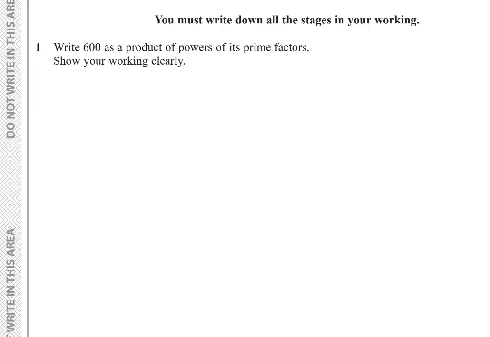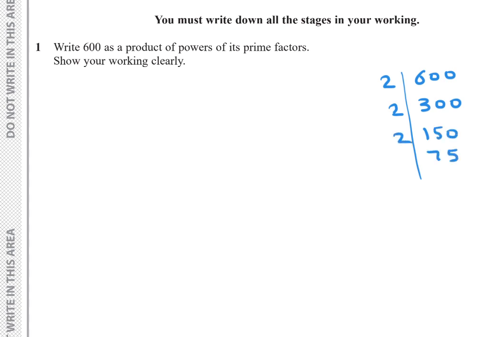Number 1. Write 600 as a product of powers of its prime factors. Show your working clearly. You can use the column method to factorize. 600 divide by the prime numbers. The first prime number 2, 600 divide by 2, 300, divide by 2 again, 150, divide by 2, 75.